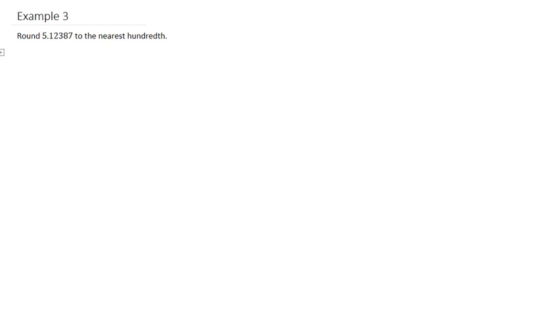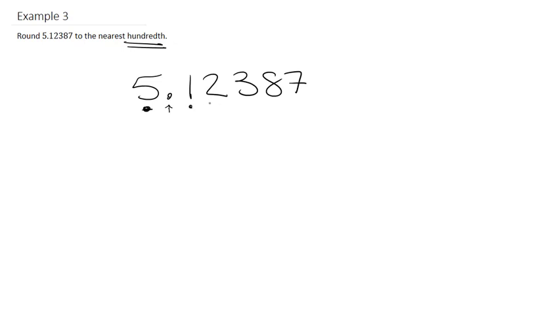Round 5.12387 to the nearest hundredth. So let's go ahead and rewrite this. Now we have our ones spot because we know that that's a period right there. And then we have our tenths, and then this is our hundredths. So we're going to circle the next digit to the right of it. Now, if it's between 0 to 4, we round down. Between 5 to 9, we round up. So we see that the 3 is in the range of 0 to 4, so we know we need to round down. So the nearest hundredth is our 2.